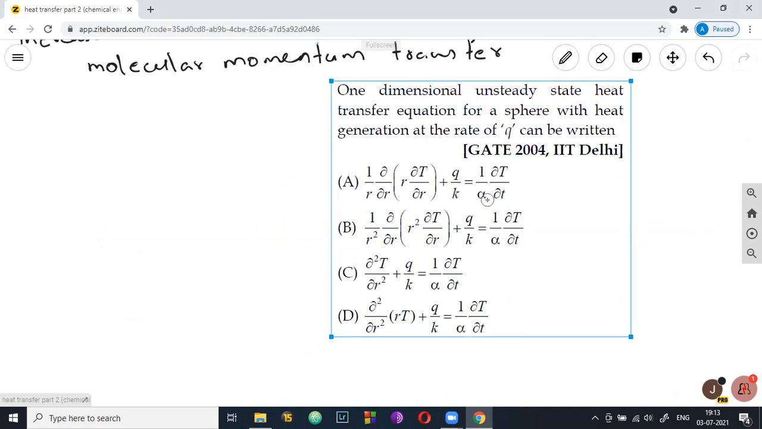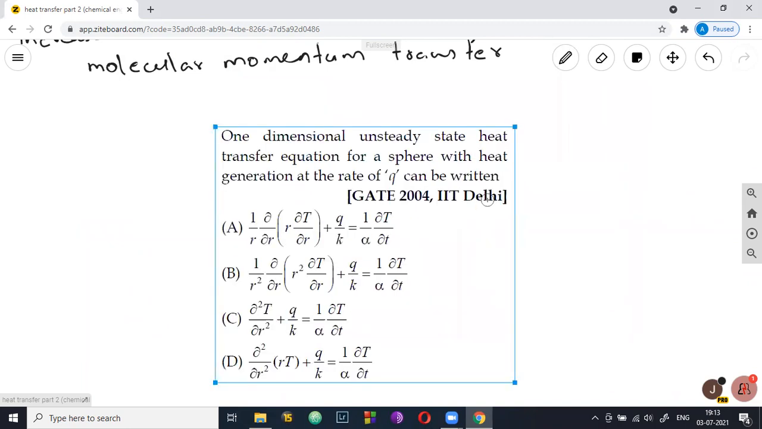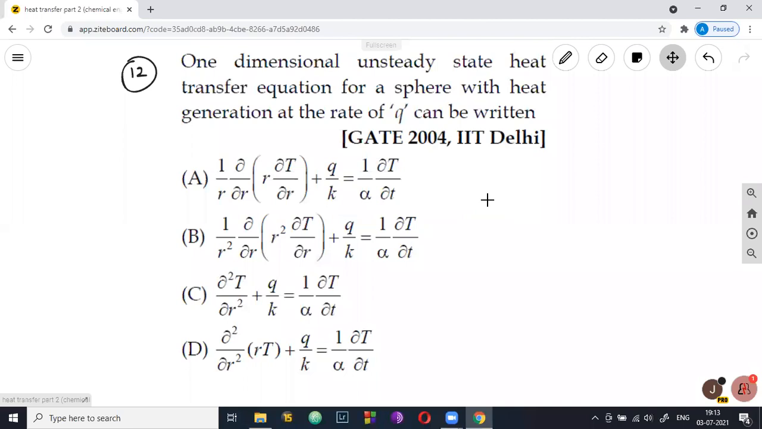Now let's go to the next question. Question number 12. A one-dimensional unsteady state heat transfer equation for a sphere with heat generation at the rate of Q can be written as. So to solve this out, you actually have to remember your three-dimensional equation of a sphere. Now, what is the three-dimensional equation of a sphere?